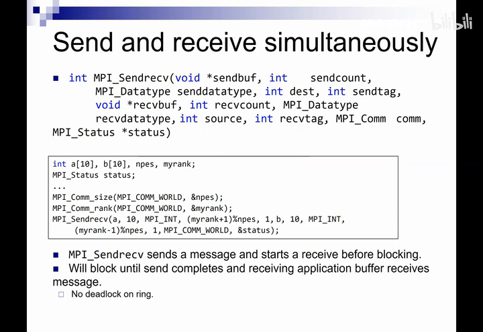So all you need to do is just say that I'm going to call MPI send receive, and then I'm going to specify who I send to first. So I send to the next node, my rank plus 1, and then I receive from the previous node, my rank minus 1. And then this is going to execute both the send and receive together. And so there will not be a deadlock on the ring.